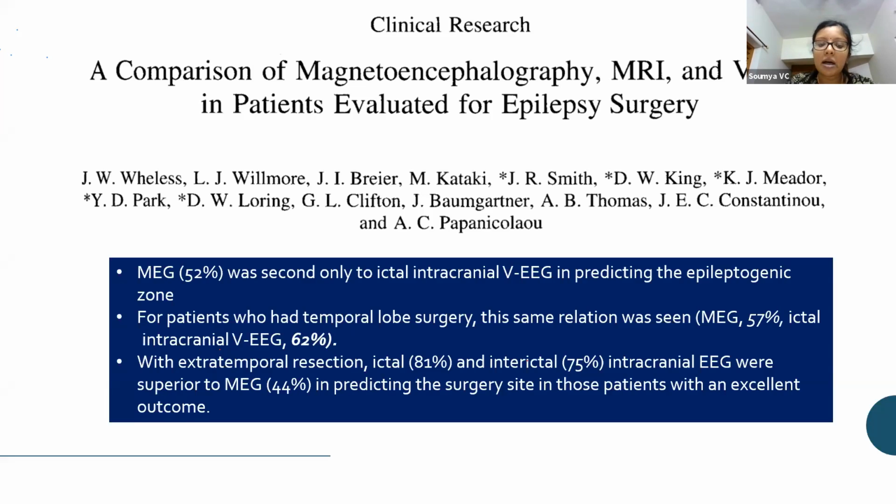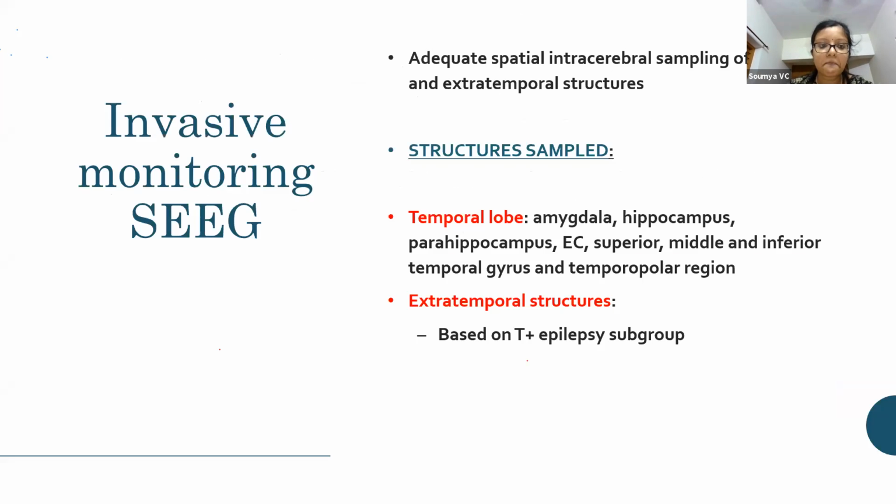That means the ictal and interictal intracranial EEG could correctly identify the epileptogenic zone in 81% and 75% of patients respectively. However, MEG could identify it in only 44% of the patients. So invasive EEG monitoring is always superior to MEG.